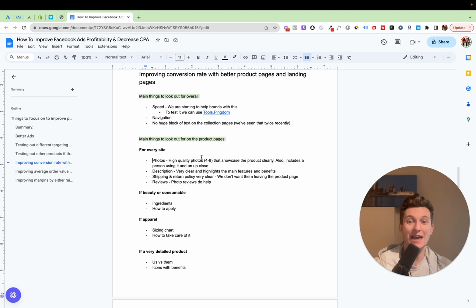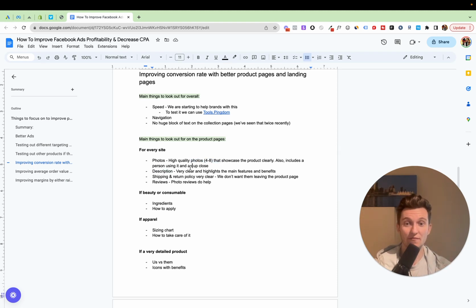And different angles too. I would say 4 to 8 is a good sweet spot that showcases the product clearly. Also show people using it, specifically your target avatars, et cetera. So just different angles, and make sure it's very clear. I'd say 4 to 8 is a good sweet spot for that.